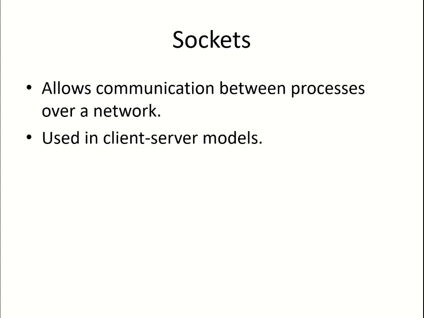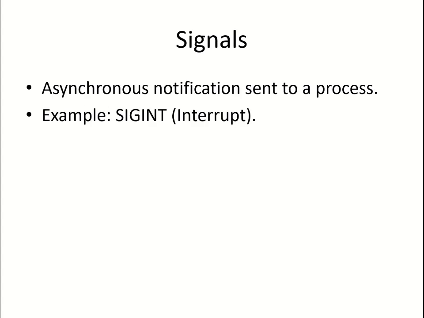And now sockets. Sockets allow communication between processes over a network, and they are used in client-server models. And this is about sockets in operating system. Signals. A asynchronous notification sent to a process. An example, SIGINT, interrupt. This is signals in operating system.